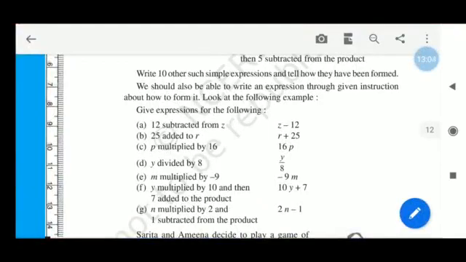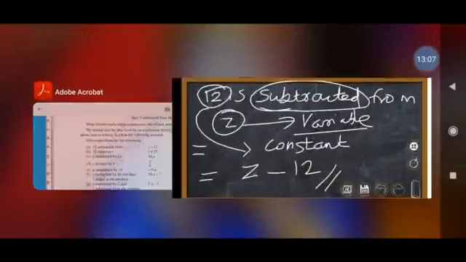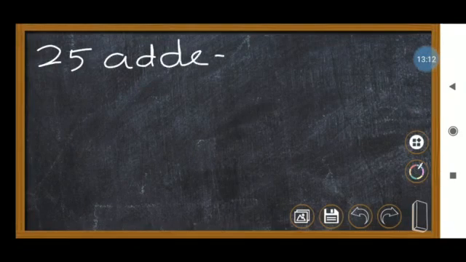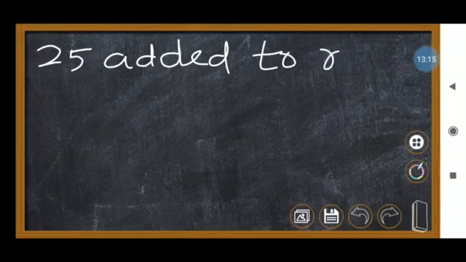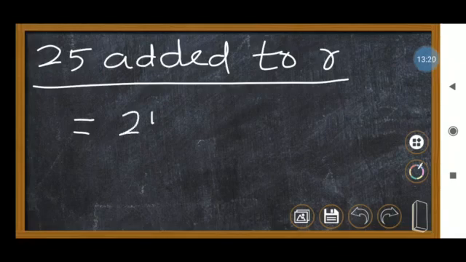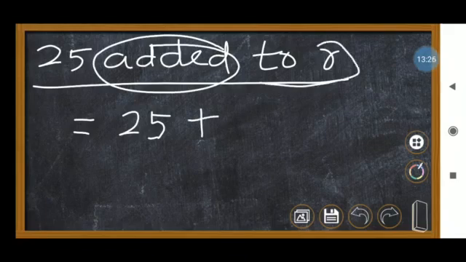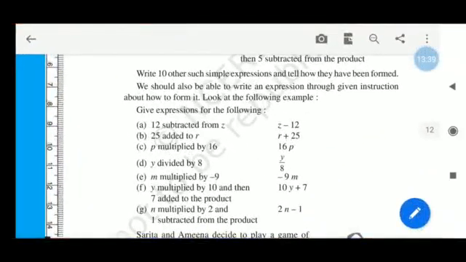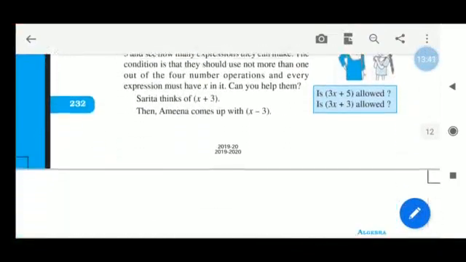And 25 added to R. 25 is the constant, added means we put plus, and R is the variable. So we put 25 plus R, which we can write as R plus 25. So this is the answer, R plus 25. This kind of expression we will solve.